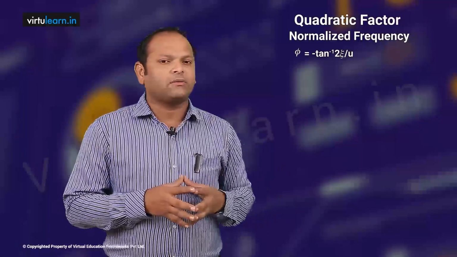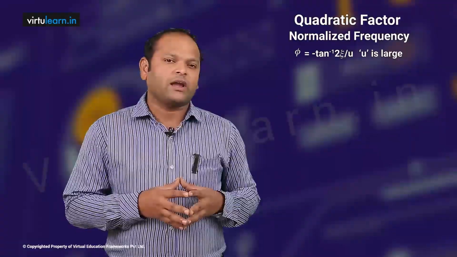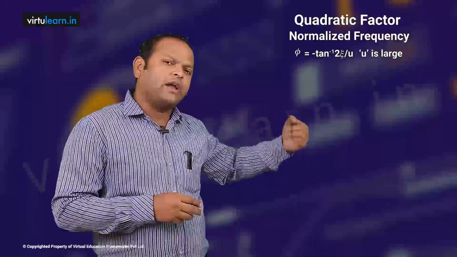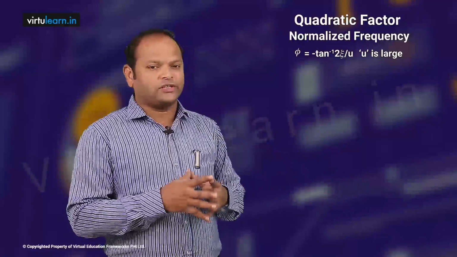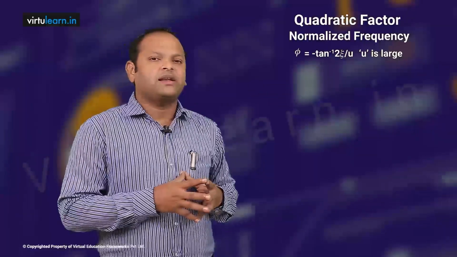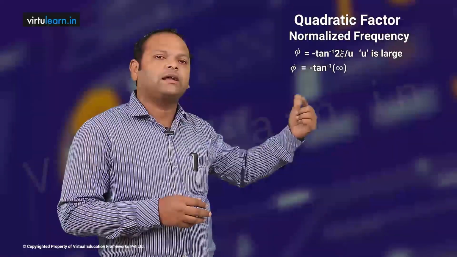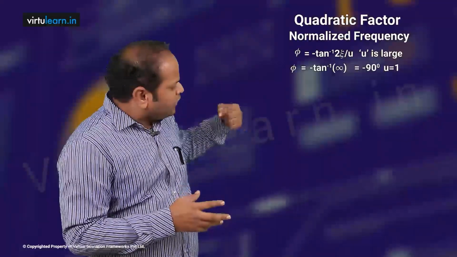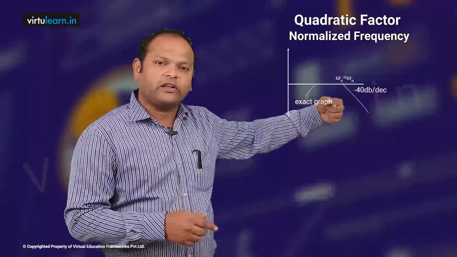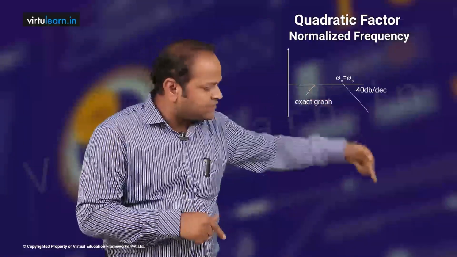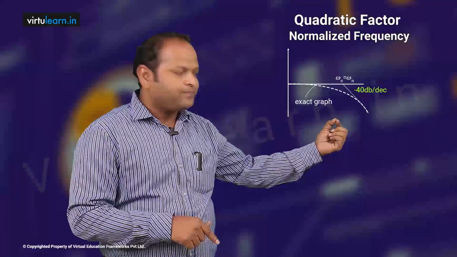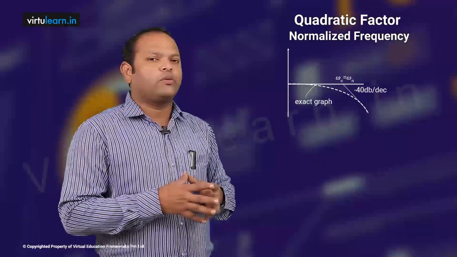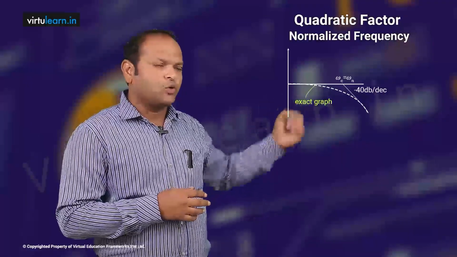You know u is nothing but the normalized frequency, which is omega by omega n. So when exactly u is 1, what does it mean? Your omega is omega n, your omega is at the corner frequency. So that is nothing but minus 90 degrees, because tan inverse infinity you will be getting, that is minus 90 degrees. And when you look at the plot, we have 0 here and the quadratic factor in the denominator, therefore you will get minus 40 dB per decade after the corner frequency. Similarly, we can also draw the exact graph here, and the error is going to be minus 6 dB because we have two poles there.